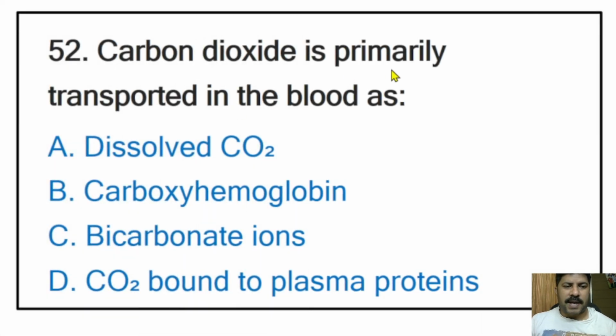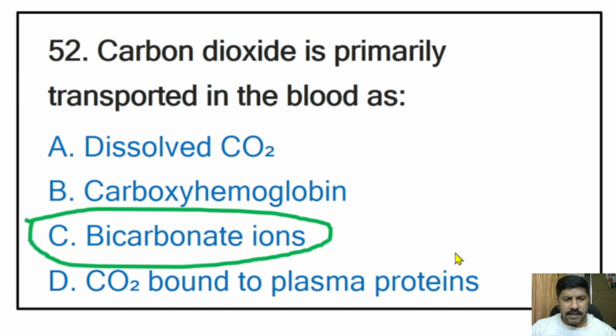Carbon dioxide is primarily transported in the blood as dissolved carbon dioxide, carboxyhemoglobin, bicarbonate ions, or carbon dioxide bound to plasma protein. Correct answer is option C, bicarbonate ions. There is one term that will always confuse, that is carboxyhemoglobin.